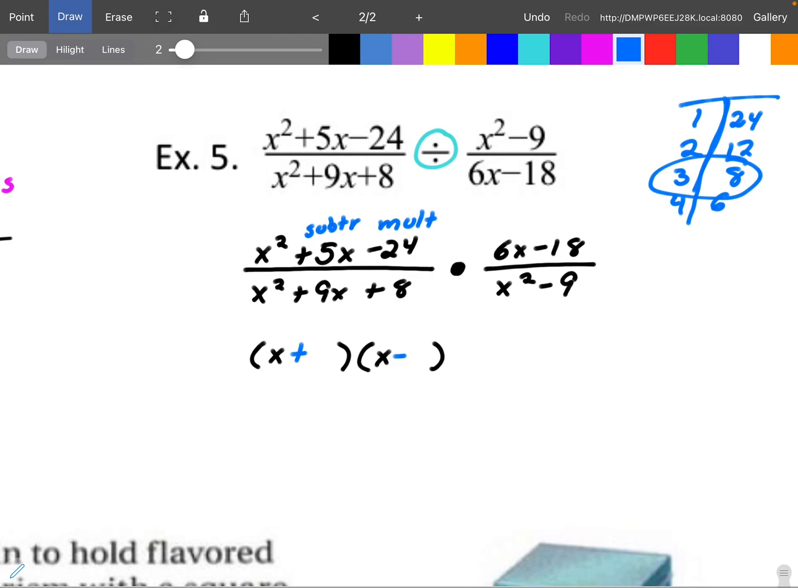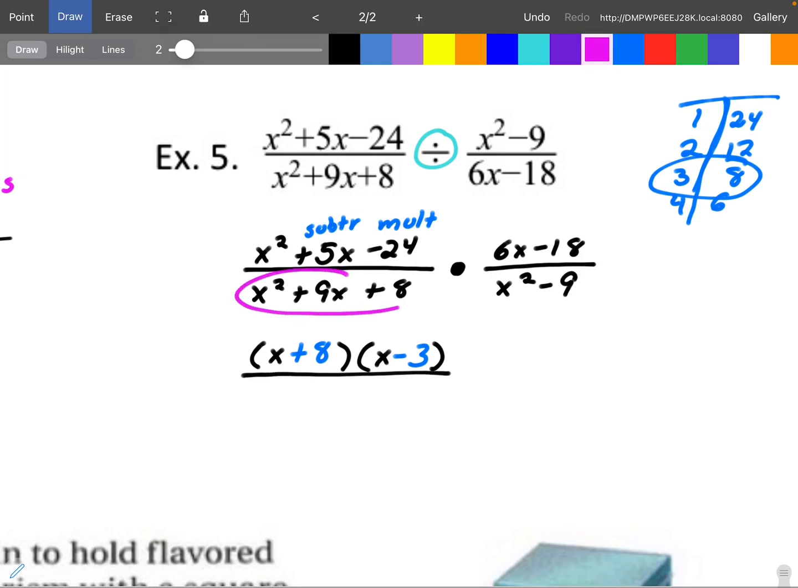Now make sure that you get your signs correct. So they need to subtract to give me a positive 5, which means the bigger number has to be positive. Therefore, I want plus 8 and minus 3. All right, so there's our first bit factored.